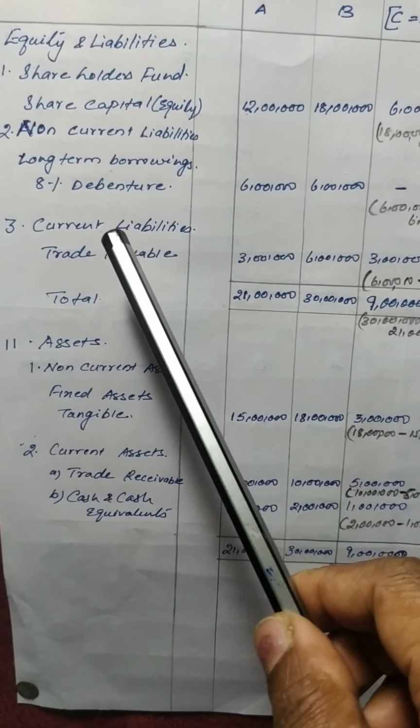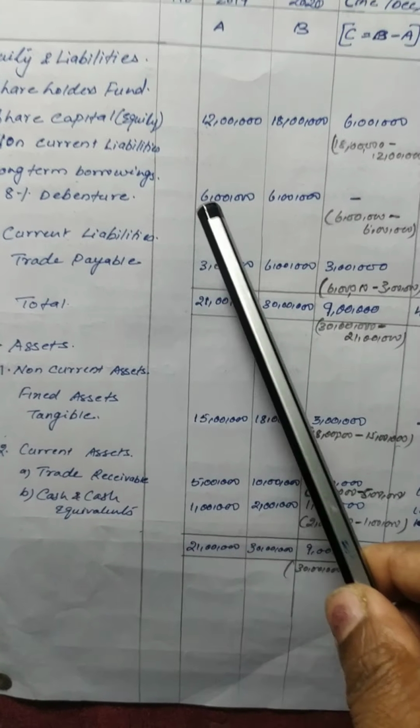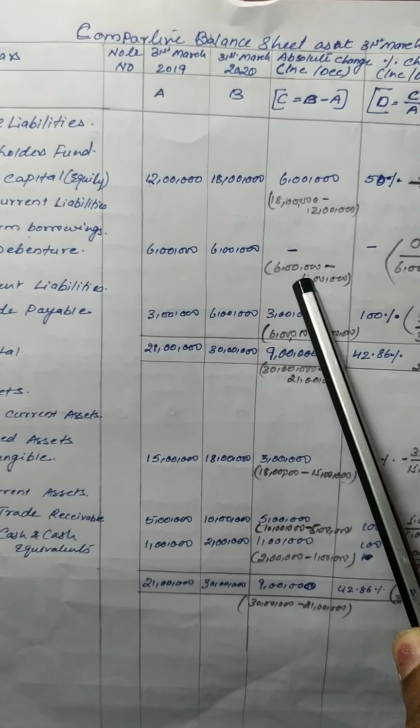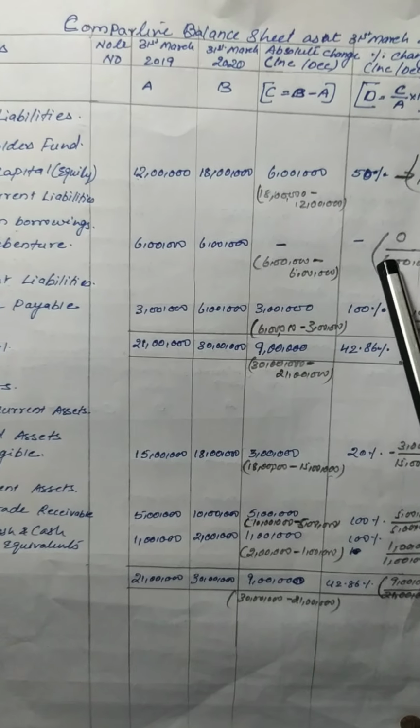Now let's see the next. Debenture value is given here. Previous year 6 lakh, current year 6 lakhs. There is no change, so we'll put dash here.